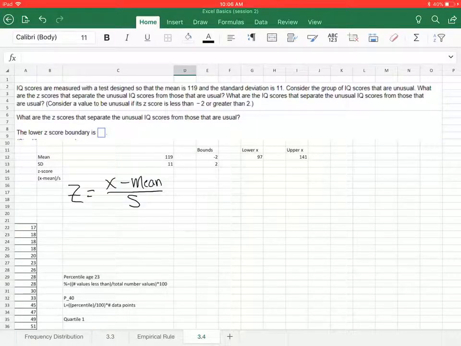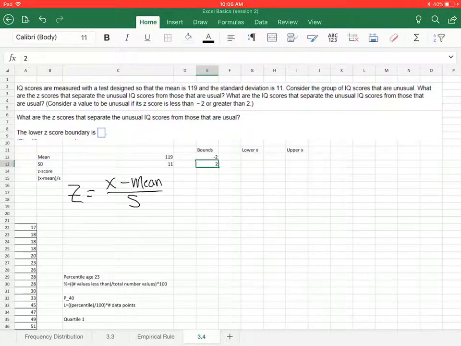All right, so we are now starting in 3.4. And the first thing that's in this section that is important is z-scores. So the problem that I chose from the homework that is similar to your homework, it's not an exact problem, is one that is looking at usual and unusual. And you know that your z-score is -2, and I have the answers in here, is -2 and 2.